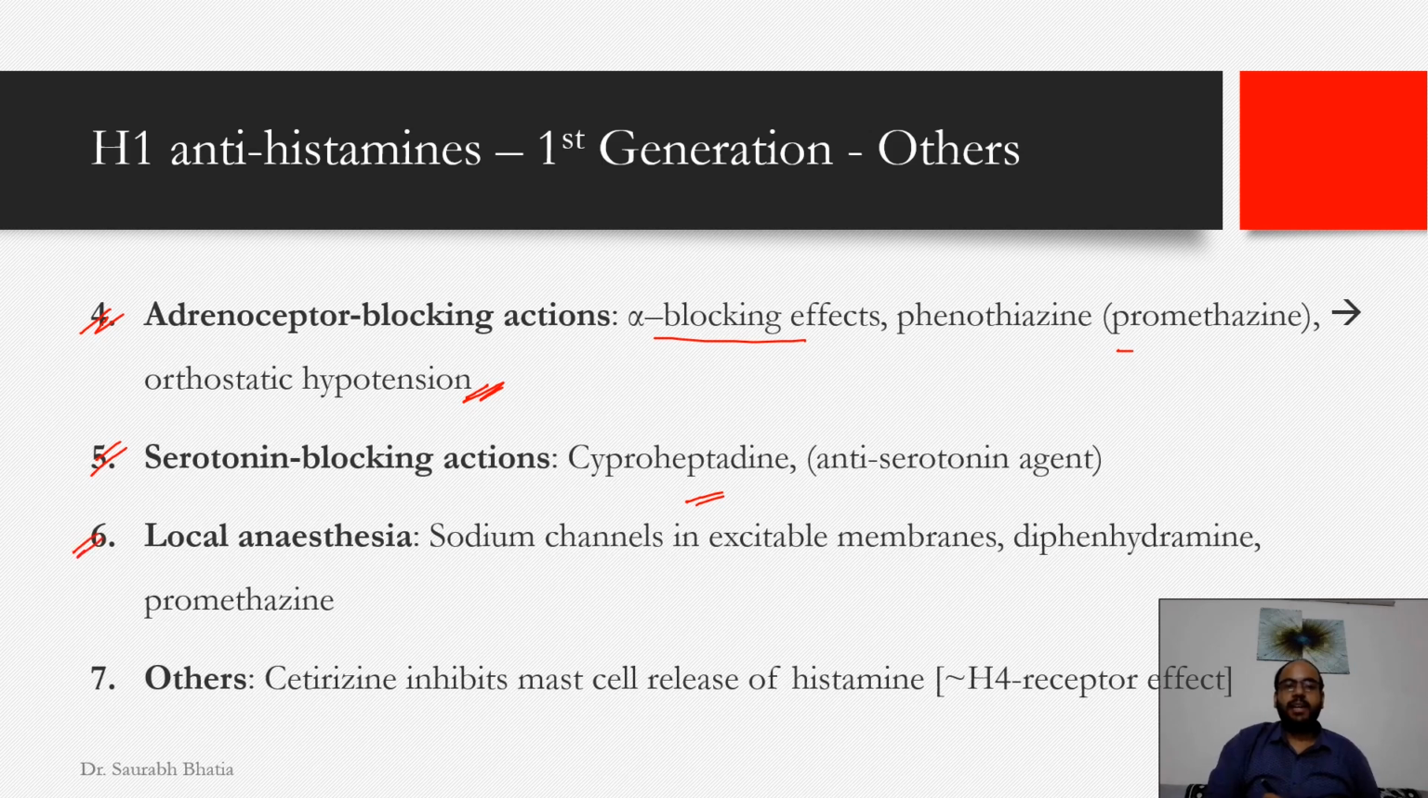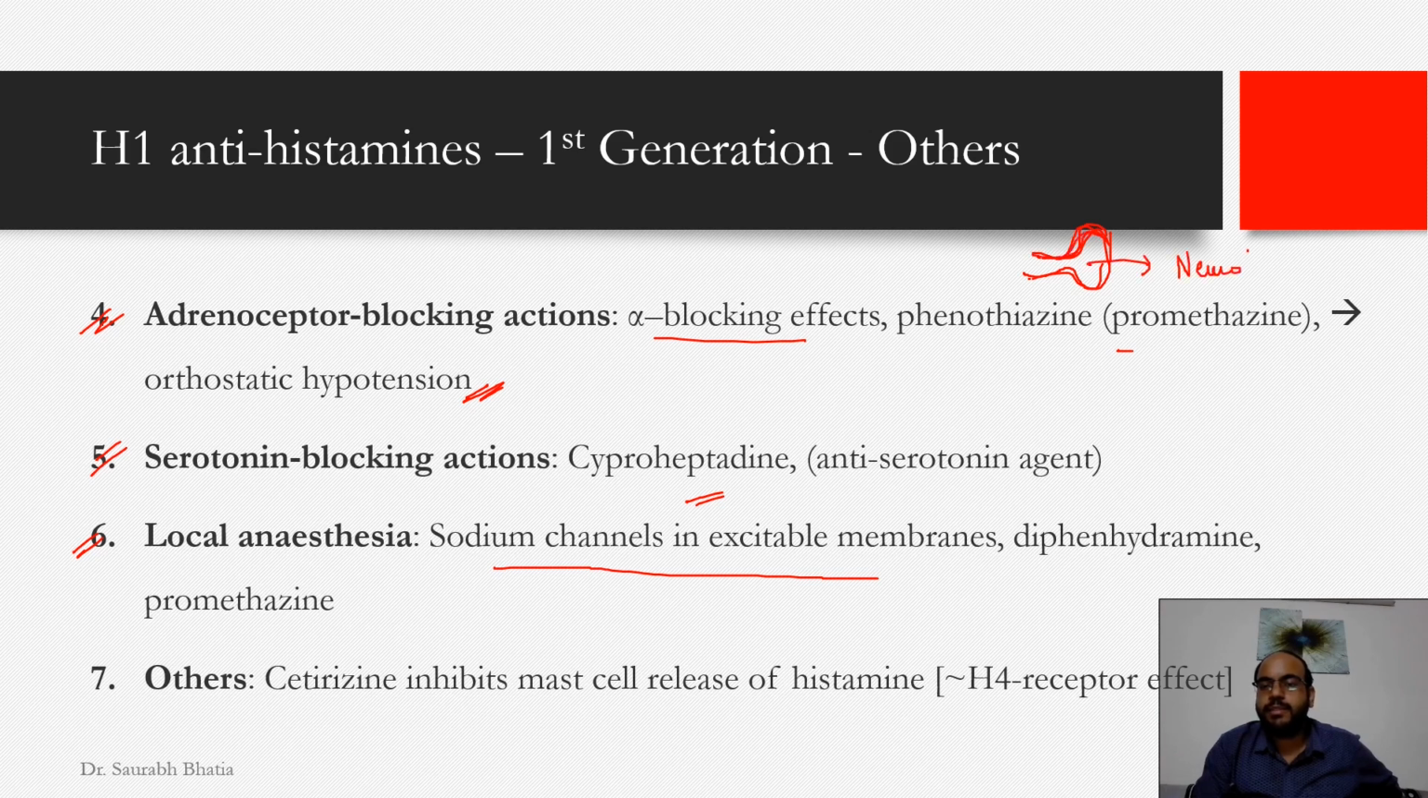Now, local anesthesia. The sodium channels are blocked in excitable membranes. Remember that histamine has an action on presynaptic vesicles, and it secretes a lot of neurotransmitters. So when antihistamine blocks this action, the sodium is not secreted in excitable membrane, and it can act as a local anesthetic. It stabilizes the membrane and the pain sensation is not carried by a nerve, because the nerve has lost that action potential generating event. So they can act as local anesthesia, but they are not routinely used as local anesthesia.